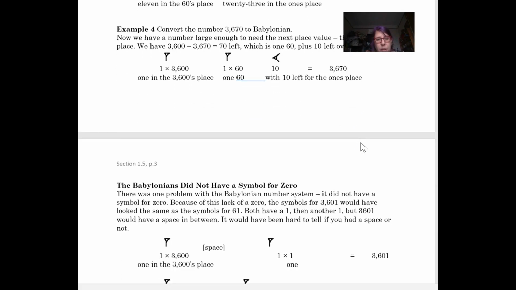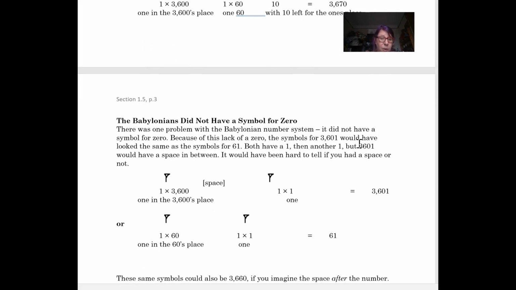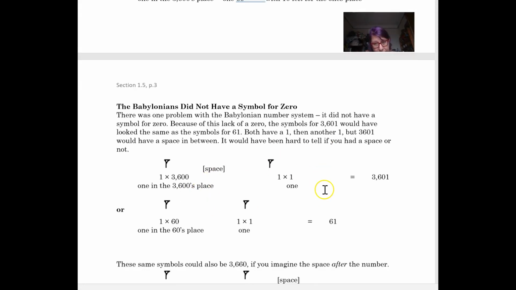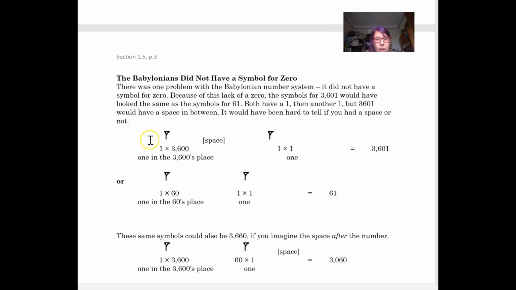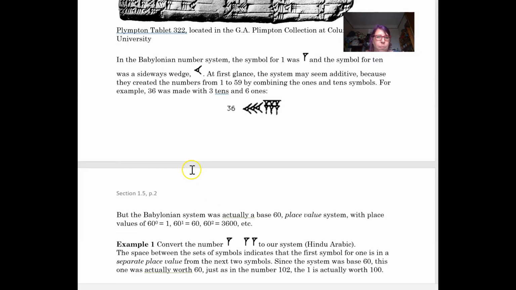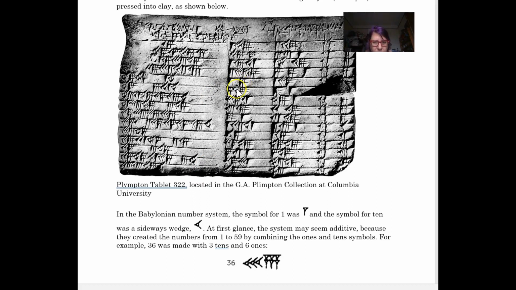Now, the Babylonians did not have a symbol for 0, and it would have been helpful if they had one, because if you look at this, this 1 could be over here in the 3600s place if you imagine that there's a space there. But what if there wasn't a space? It's hard to tell. We go back to this stone tablet here. It's really hard to tell. Is that a big space or a little space between the two numbers? I can't tell.